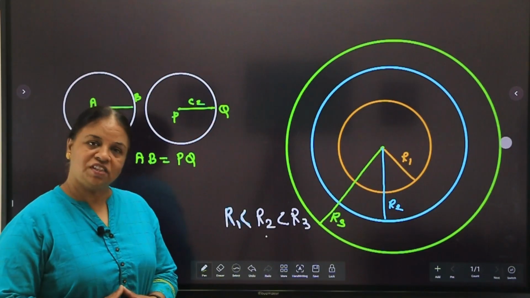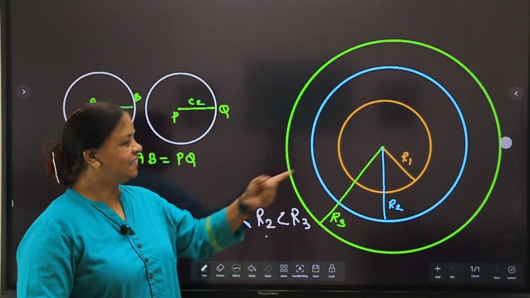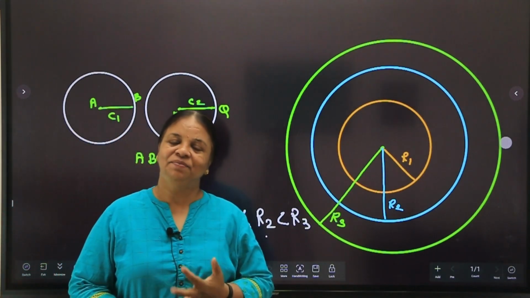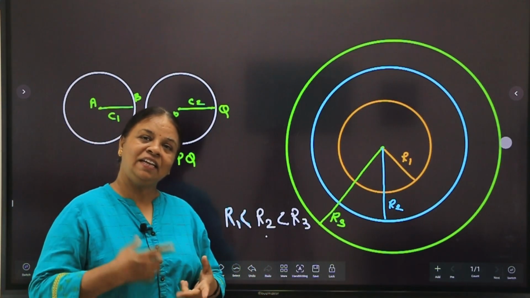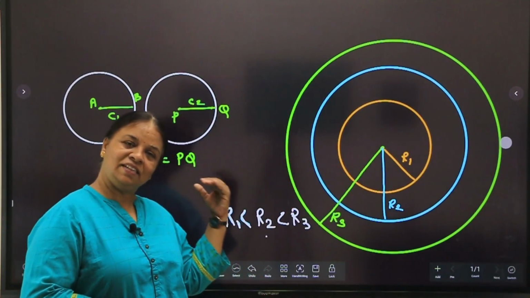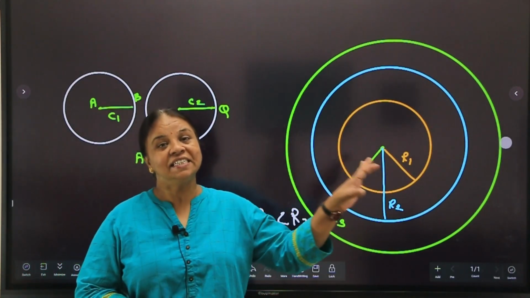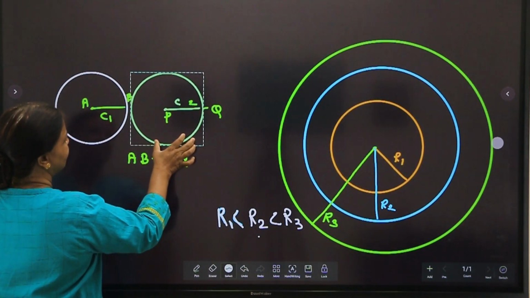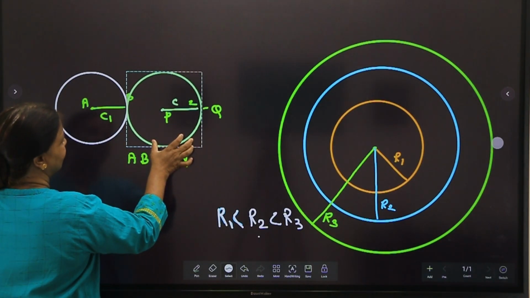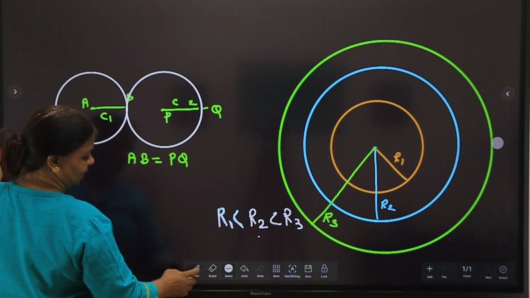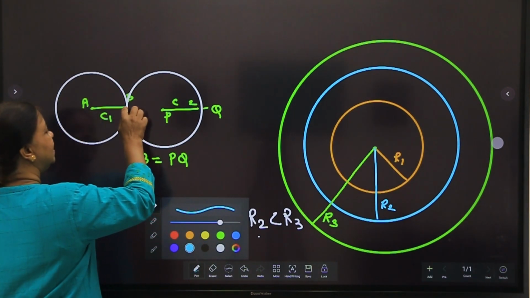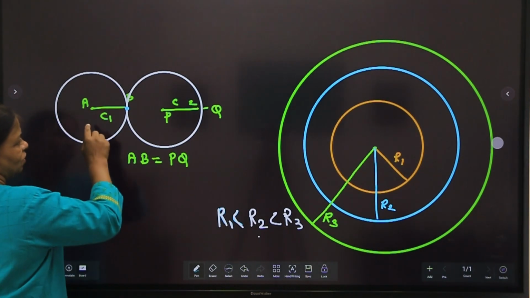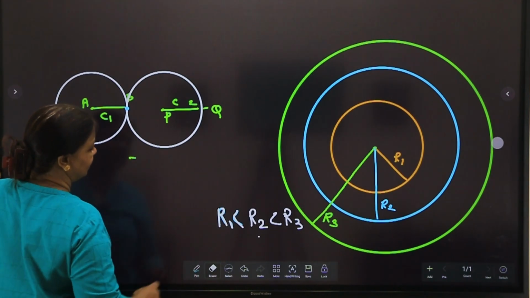Let's move further, children. So children, you have learnt the concentric circle, the circles with the same radii, the chord, the center, the radius, and intersecting circles, internally touching circles, externally touching circles. Let's see external touching circles. If I move this circle and bring it very close to the other circle, the point where they touch each other is known as the point of contact of both the circles.